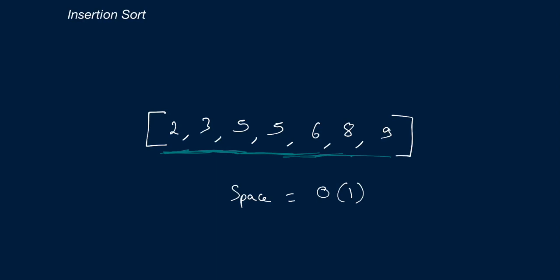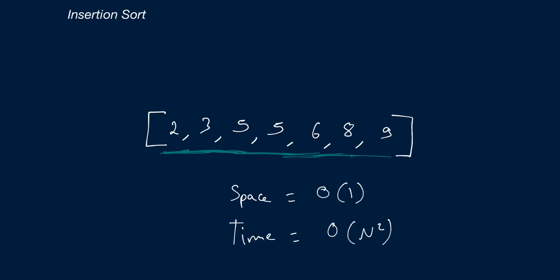The time complexity, however, is not going to be nearly as good. It's going to be O of n squared, where n is the length of our input array. And that's really the worst case performance, or the average case performance, when we have to do a bunch of comparisons and a bunch of swaps.